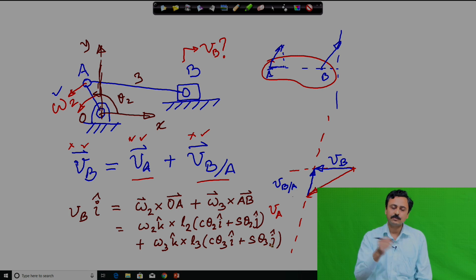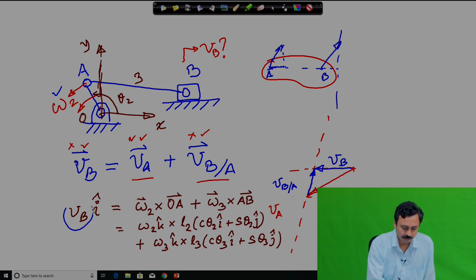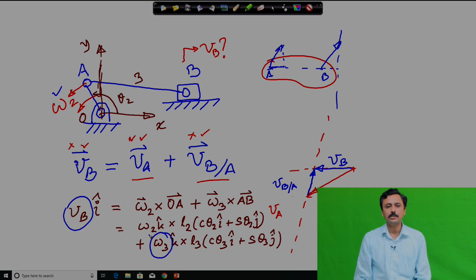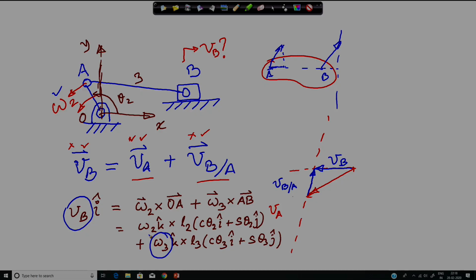Now, from displacement analysis which you have already done in the course, given theta 2 at a certain configuration, you can find out theta 3. We have looked at these calculations. So, you know everything in this vector equation except V b and omega 3. These are the two unknowns, and this is a vector equation in i cap, j cap. So, you will finally get two simultaneous equations to solve for the two unknowns, which you can complete. Okay, I hope I have answered your question.